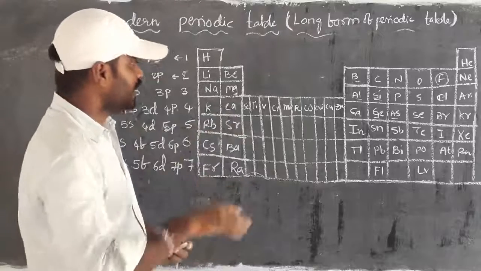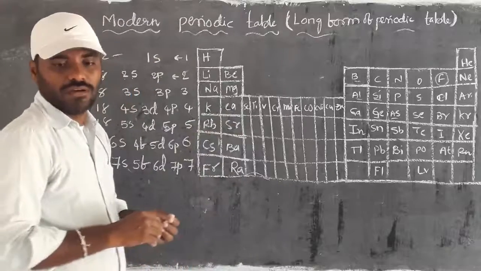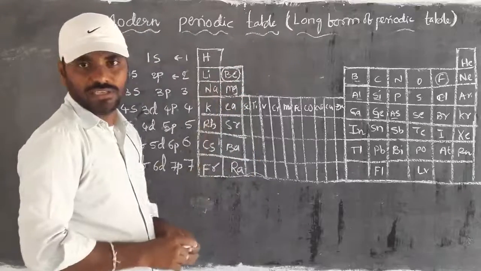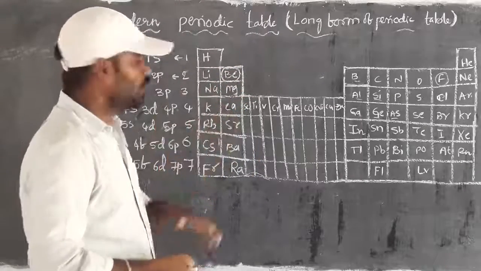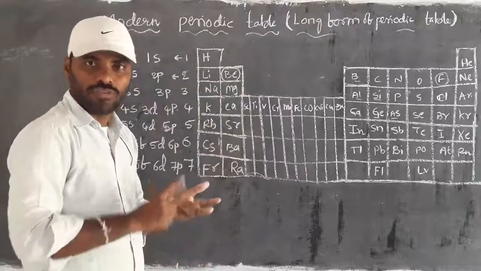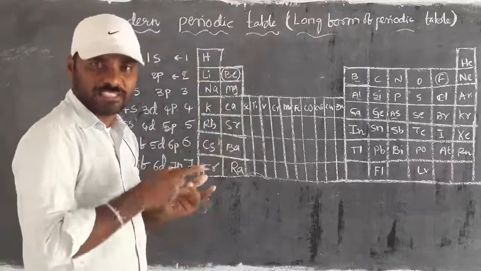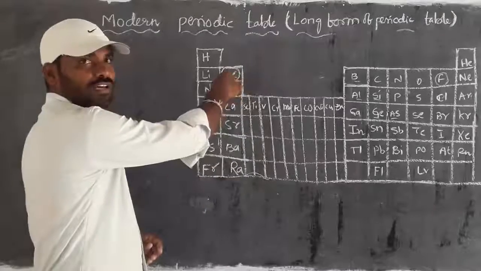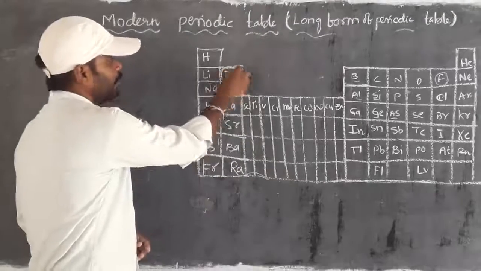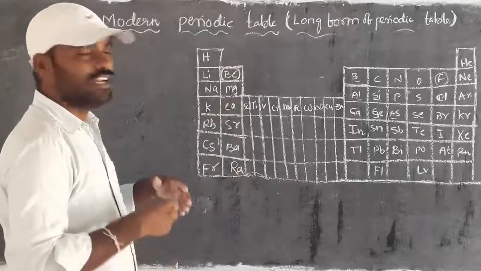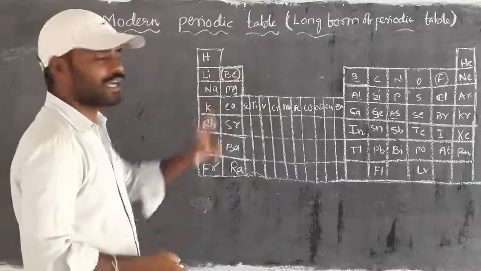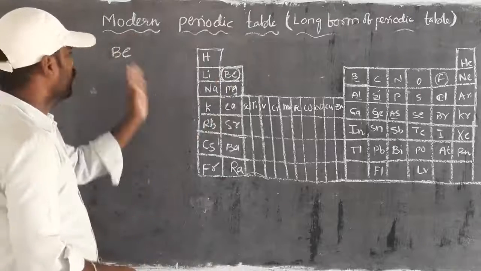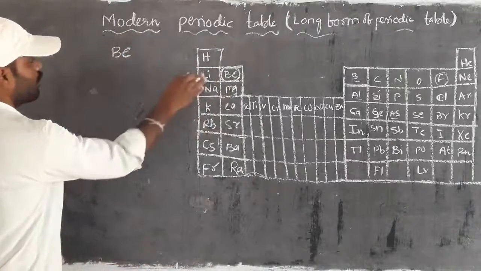Then in addition, if you select a particular element, we can write the total information. What is the configuration? What is the valency? Whether it is a metal or non-metal. For that, we have to take one example. Take one element. If I take beryllium, we can know the different information only from the periodic table. For that, first I select beryllium. Then from this, we can notice the configuration.